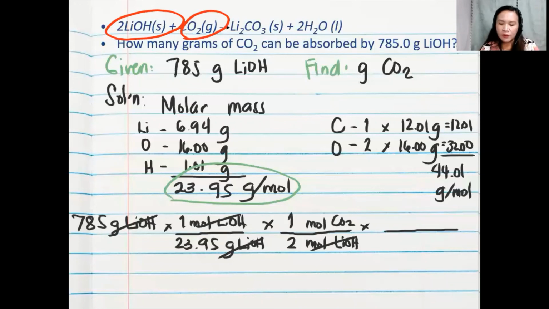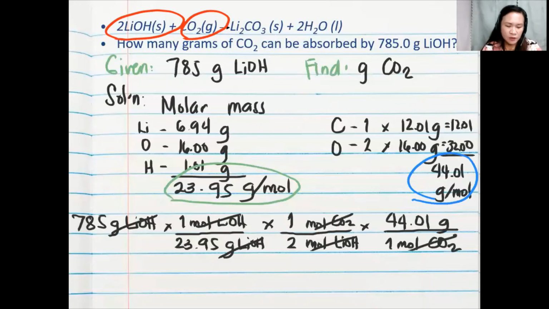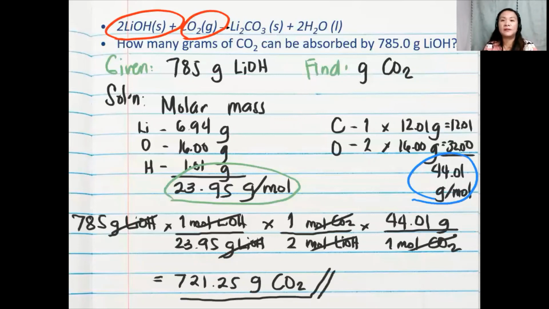So we have the molar mass of carbon dioxide, which is 44.01 grams, and so we get 44.01 grams per 1 mole of carbon dioxide. So this and this is going to cancel. And so our final answer here is 721.25 grams of carbon dioxide. So this is now our final answer.